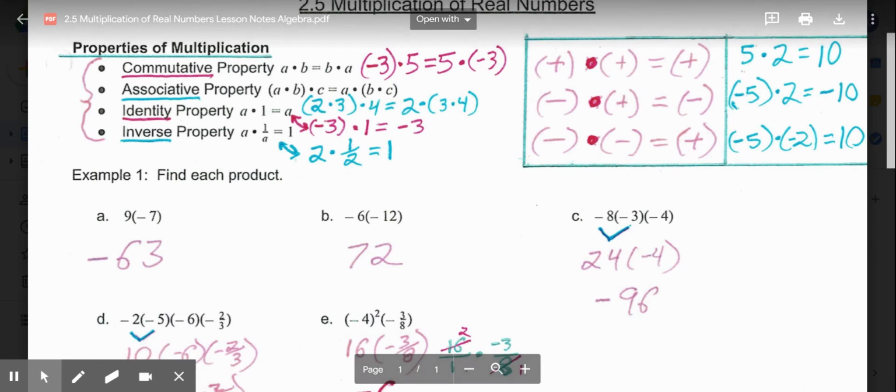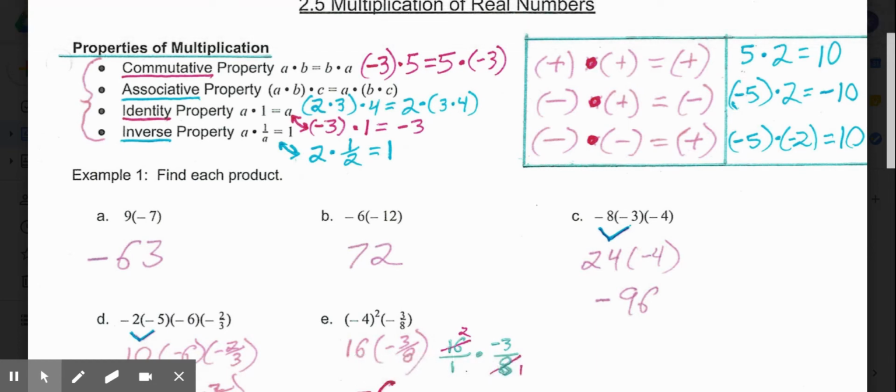In C, we have negative 8 times negative 3 times negative 4. Negative 8 multiplied by negative 3 is a positive 24. Positive 24 multiplied by negative 4 is a negative 96.